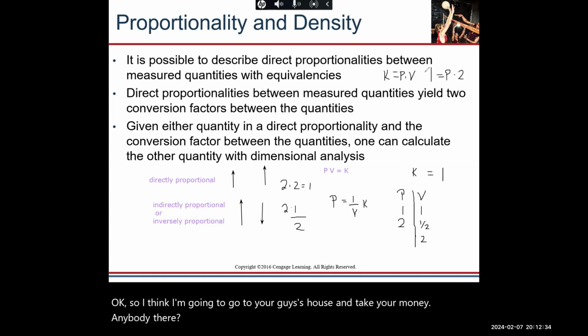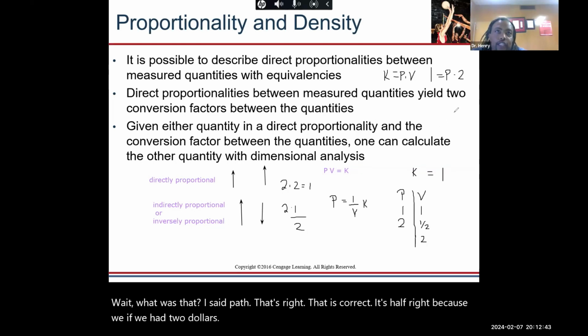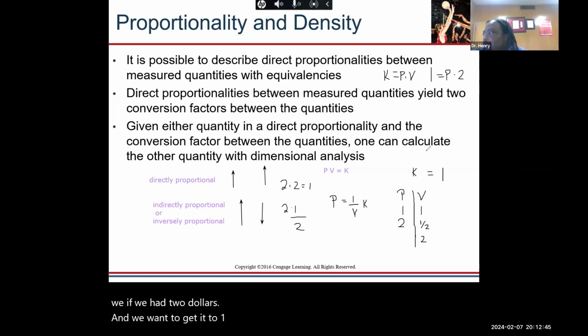I was thinking half. That's right, that is correct. It's a half, because if we had $2 and we want to get it to 1, you take half of it. That would give me my 1. So you're right, it's a half.